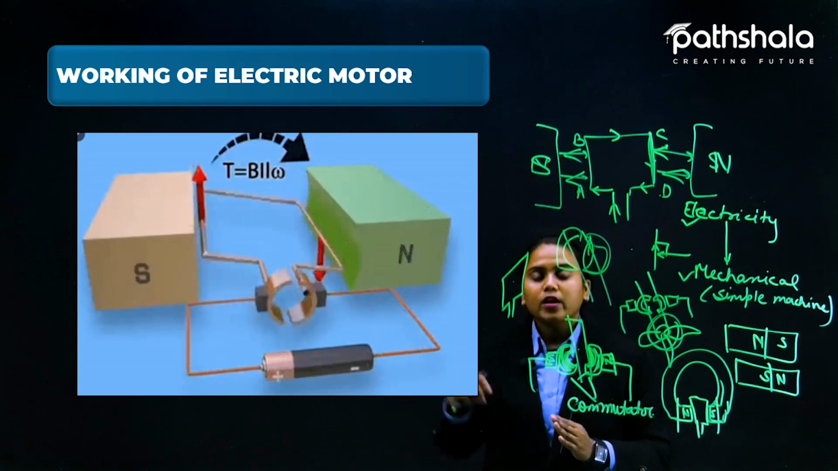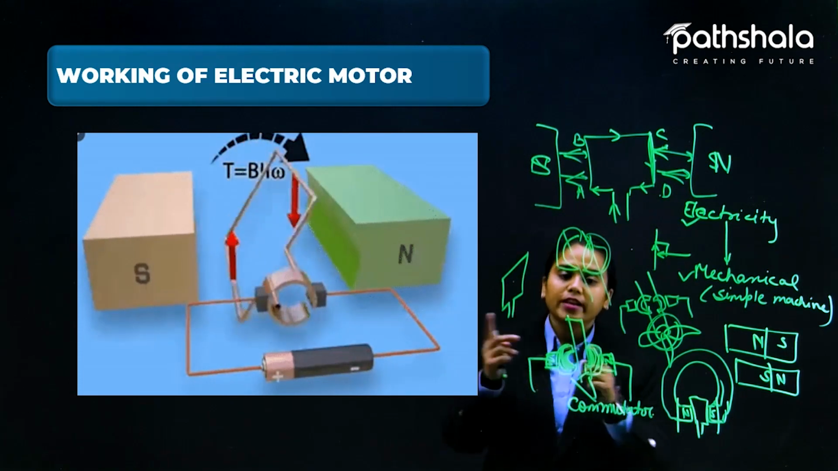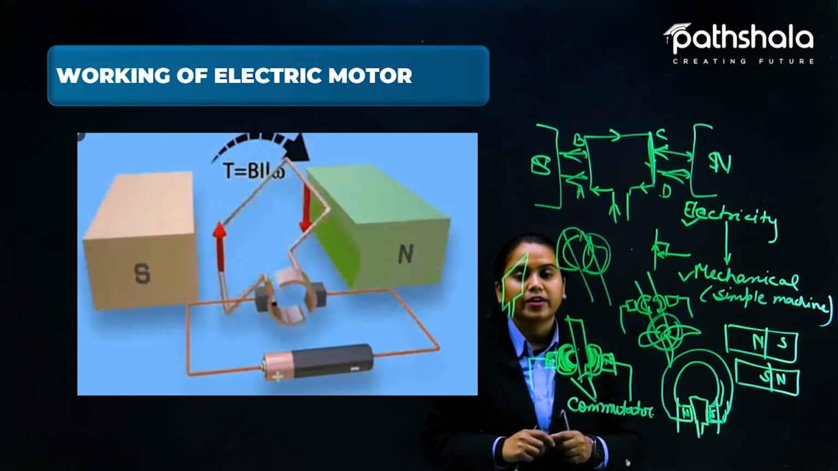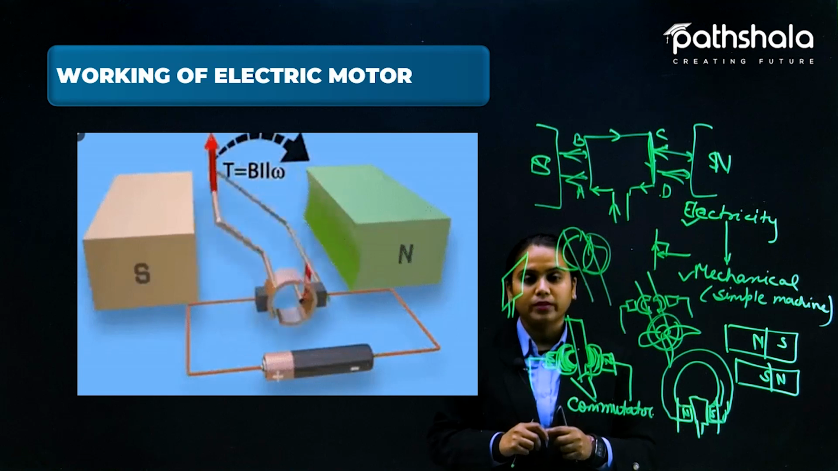So this is what this coil is doing. It is moving in a continuous direction because it has inertia at this moment. I hope the working of the electric motor is very well understood to you.